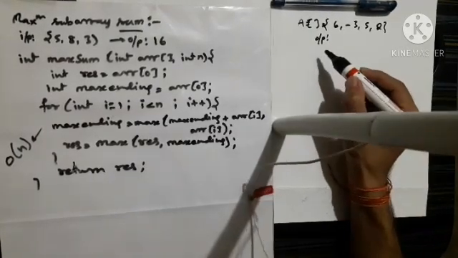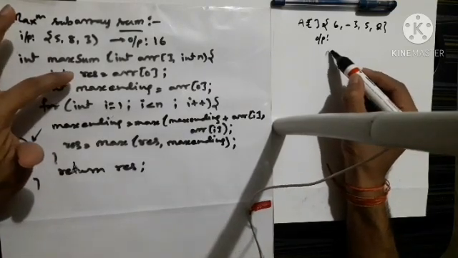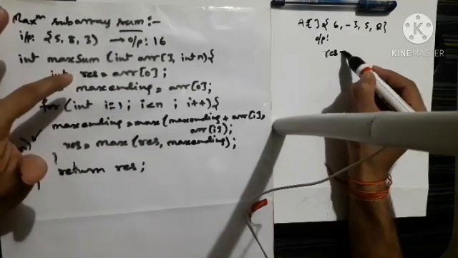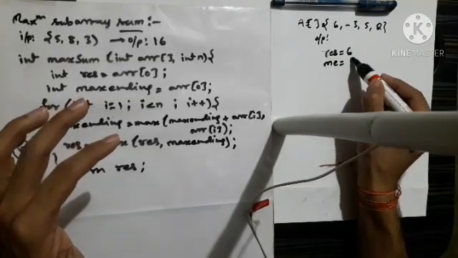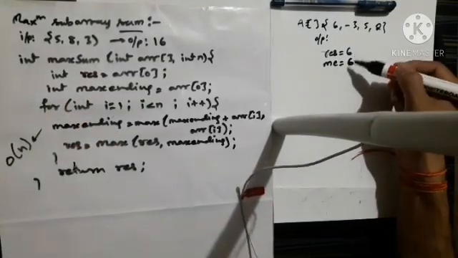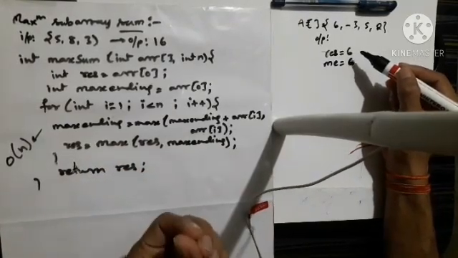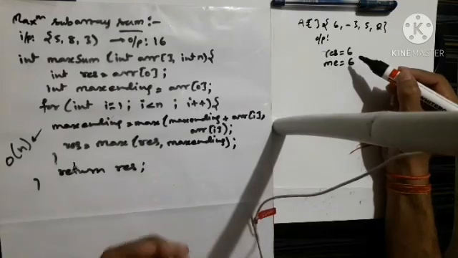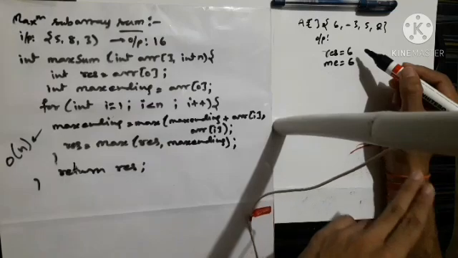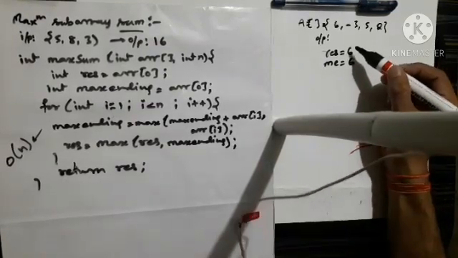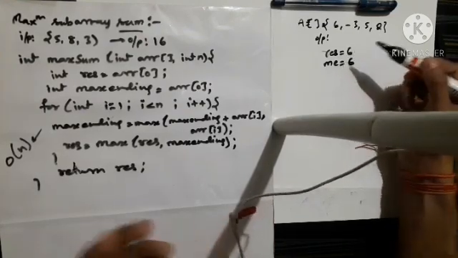So, as I have discussed previously, I am assigning the result variable as array of 0, which is 6, and maximum ending I am also assigning as 6. मैंने दोनों में ही 6 ले लिया। मैंने ये मान लिया कि मेरा जो भी array का maximum सब array सम होगा वो 6 ही है. And if I find at any instant this is not true, that means there is something greater than 6, then definitely I should come back here and update both. Okay, so let us see how.